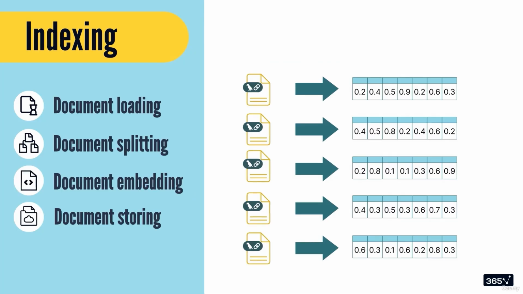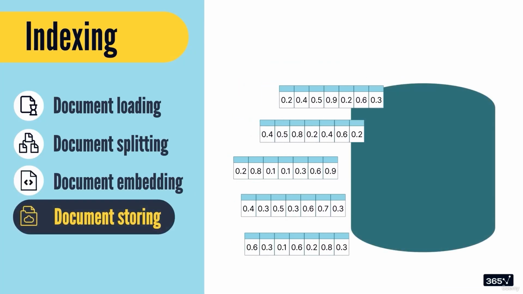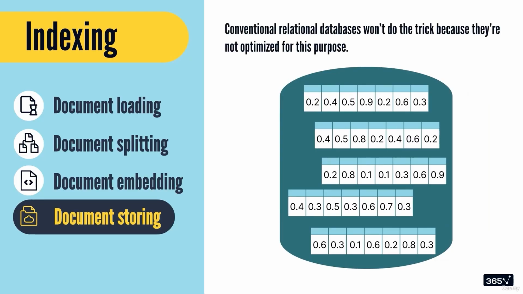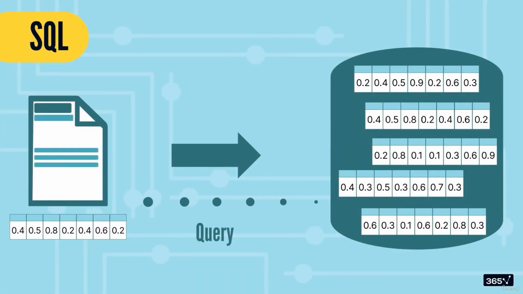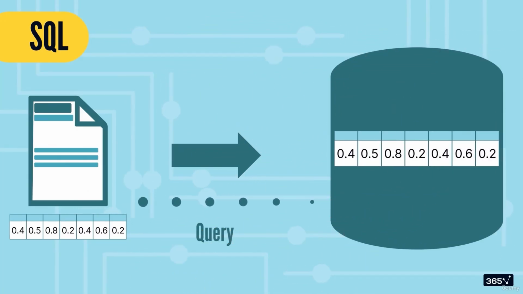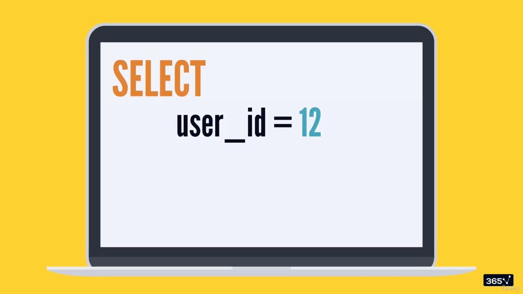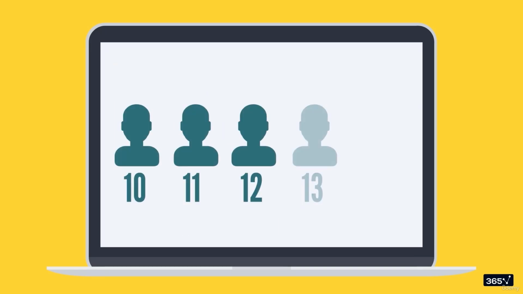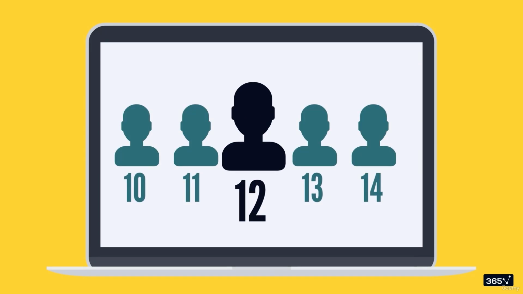All right, after obtaining the vectors, we need a place to store them. A database where highly efficient searches are key. Conventional relational databases won't do the trick because they're not optimized for this purpose. If you're familiar with SQL databases, you know they're designed to retrieve values that precisely match a given query. For example, consider the query, select user ID equal to 12 from the student info table. This will search for the student corresponding precisely to user ID 12. It won't retrieve IDs similar to 12.